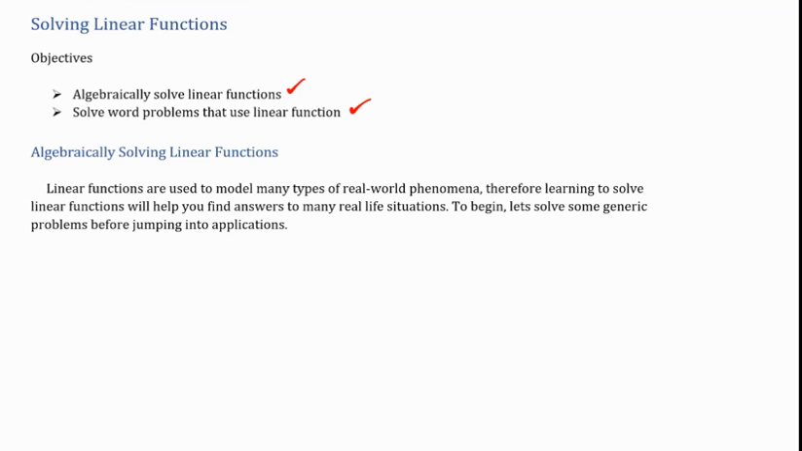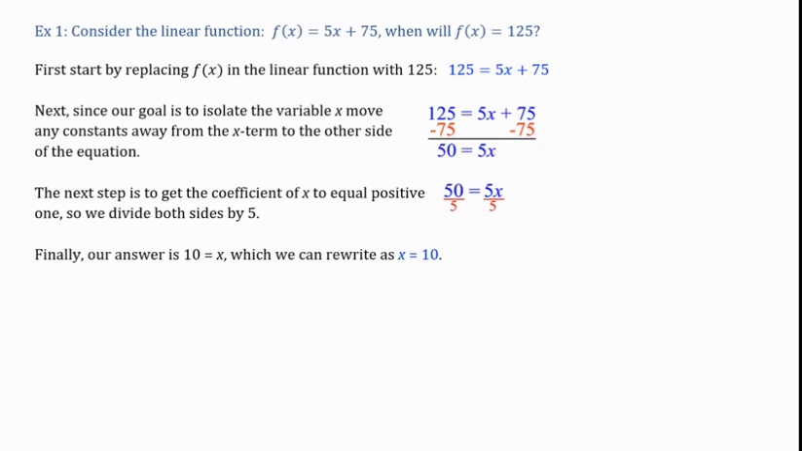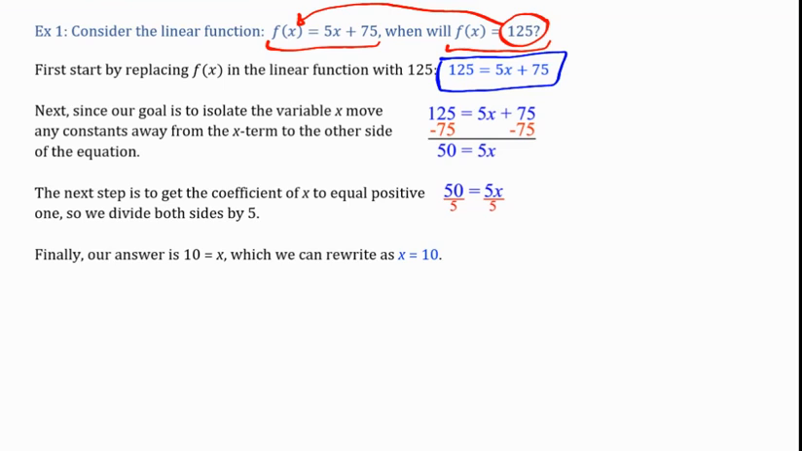To begin, let's solve some generic problems before we jump into the applications. So in this first example, we are going to consider a linear function, f of x equal to 5x plus 75, and the question states, when will f of x equal 125? Now we've solved a problem like this in a previous section where we used a graph of a function. Now we want to do this algebraically. Our first step is to take that 125 and substitute it in place of f of x in the function's definition. And that gives us this equation that we see here, and this is something we can now solve.